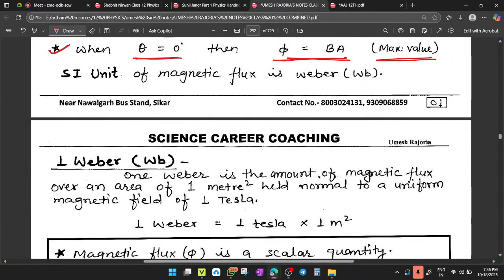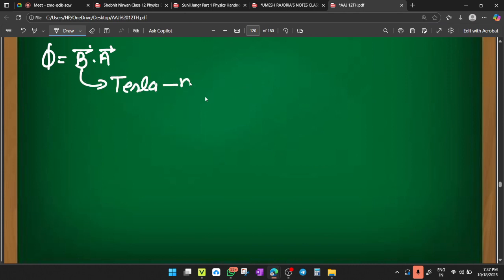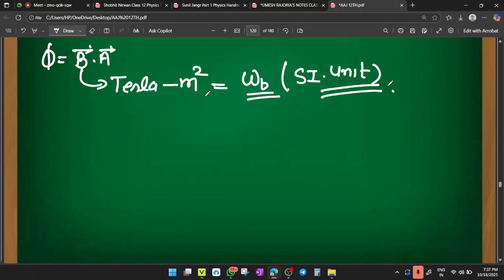Now talking about the unit of magnetic flux. So the formula is phi equals B into A, phi equals vector B dot vector A. Right? So B means Tesla and A means meter square. So the unit of magnetic flux is Tesla meter square, and commonly it is called Weber. Clear? So the SI unit of magnetic flux is Weber.